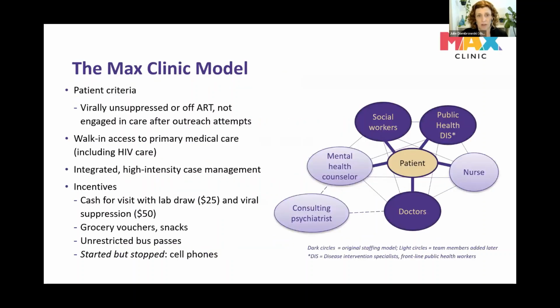So the MAX clinic model, which stands for maximum assistance, was our first low barrier clinic here in Seattle. And that started in 2015. The criteria for patients who can be referred, rather, from any source is really that people are virally unsuppressed or not taking ART, and they haven't been effectively engaged in care after lower intensity outreach attempts. So that may be a clinic person calling them, a public health person calling them, and really offering and helping support services to get back into care, but that's still not working.